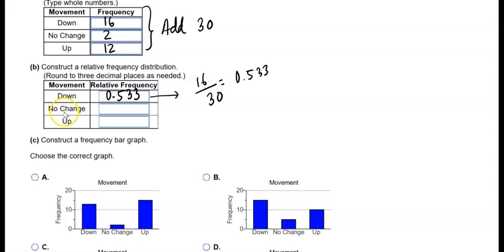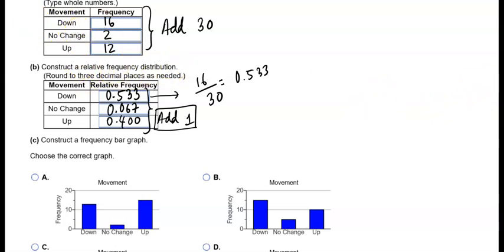Similarly, the relative frequency of no change is going to be 2 divided by 30, which is going to be 0.067. And the relative frequency of up is 12 divided by 30, which gives you 0.400. And again, if you add them, the total is going to be 1. You don't have to do that, but to see it, the relative frequencies add up to 1. That's the relative frequency distribution. And this one is a frequency distribution. This is the relative frequency distribution.